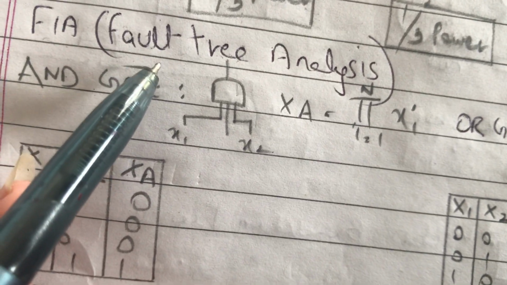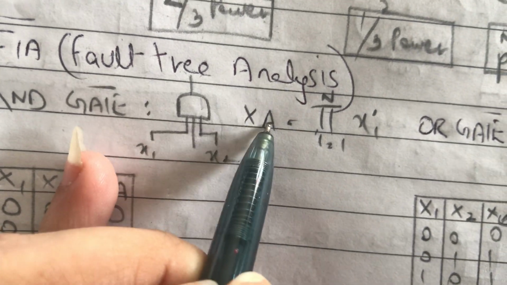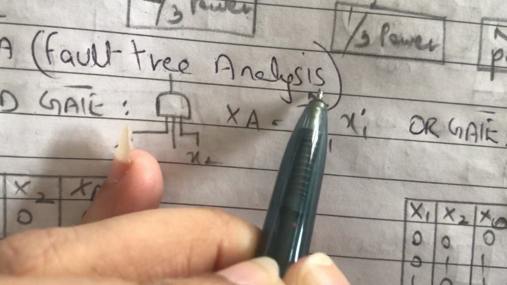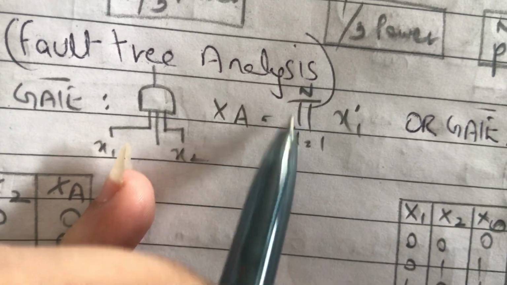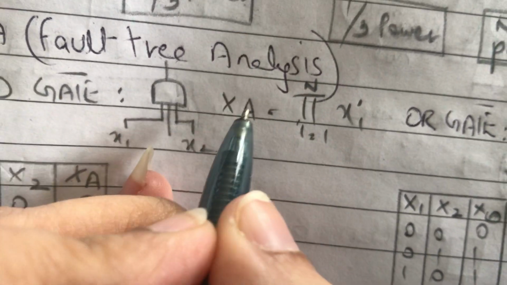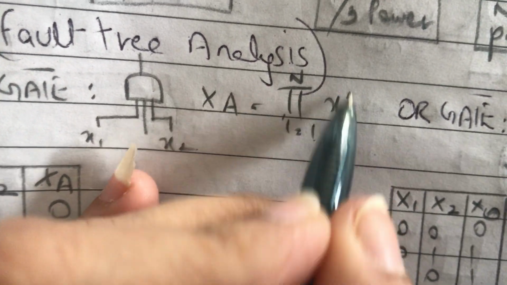Okay, and for AND gate, we have x of A equals the product from i going from 1 to n of x of i. So this is the formula for AND gate: the product from i going from 1 to n of all the x of i's.